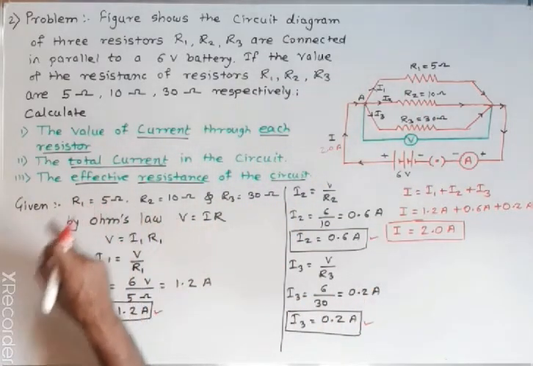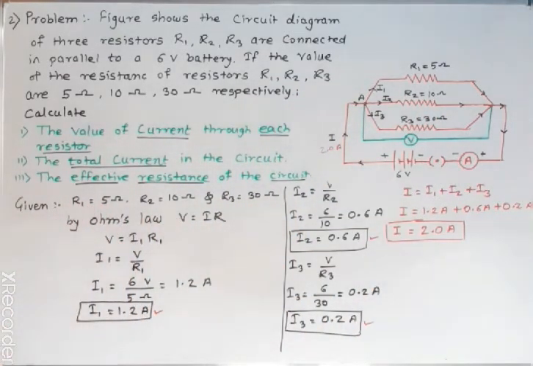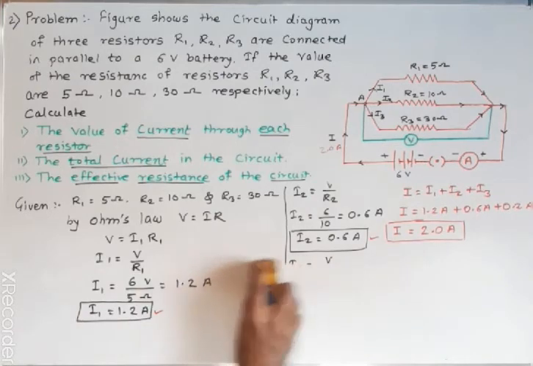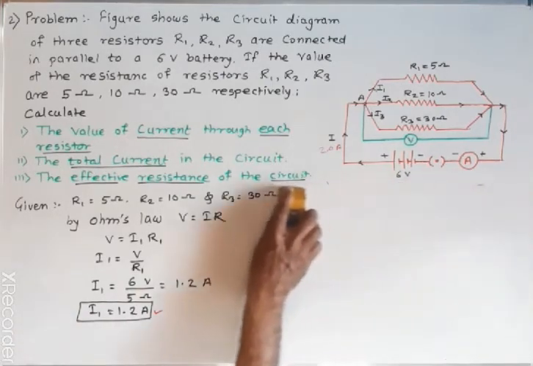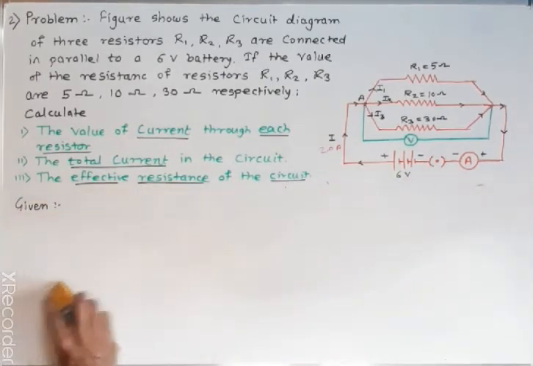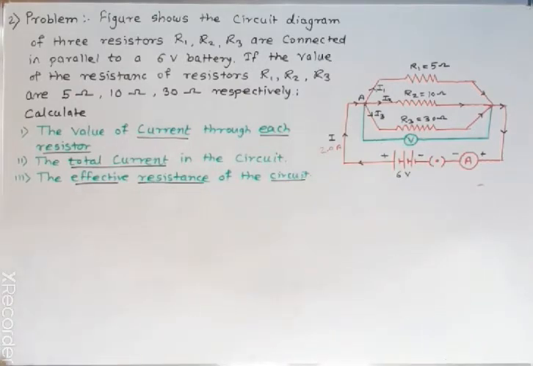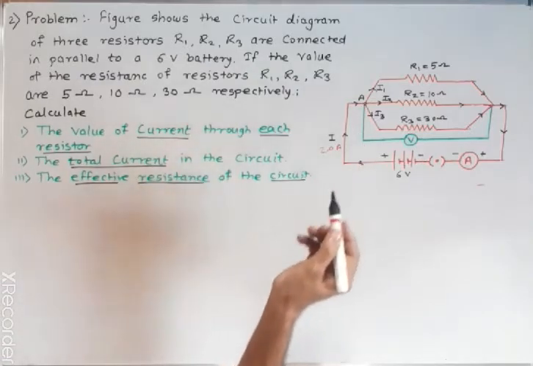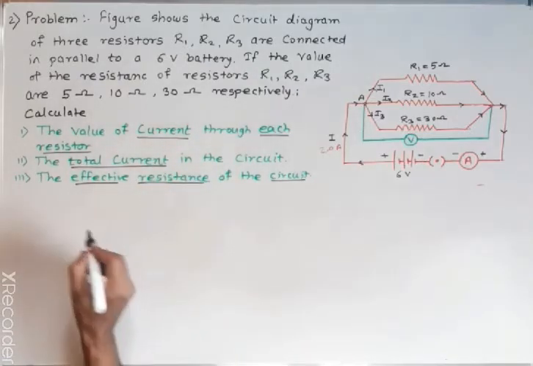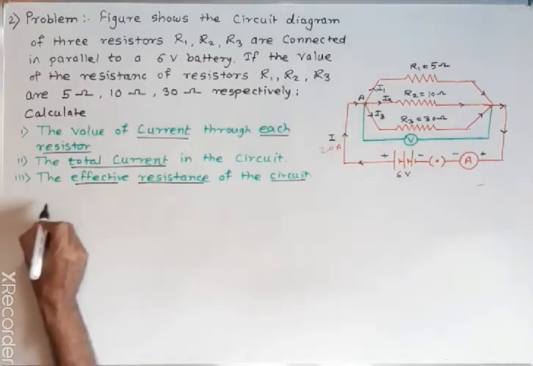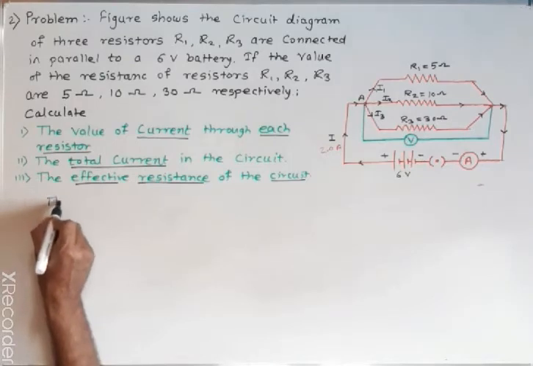Now I will proceed to the effective resistance of the network or the circuit. For the effective value of the resistance, I will use the series and parallel combination rule. From the circuit, you can tell easily that R1, R2, R3 are connected in parallel. Therefore, I will use this for the third part, the effective resistance of the circuit.